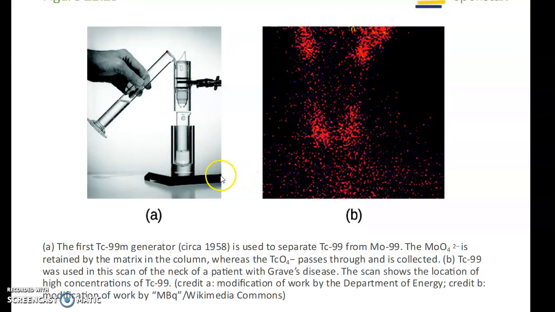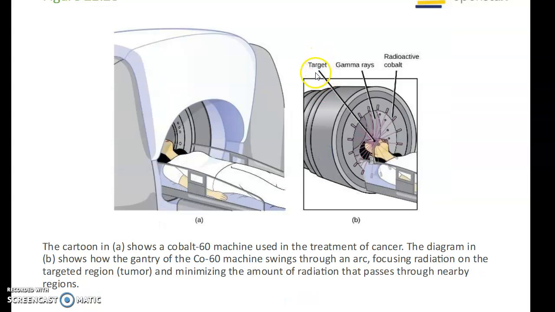Another one is technetium-99, which is separated from molybdenum-99. You can scan this in the neck of a person with Graves' disease, and the high concentrations show where the problem occurs, so that when they have to do their surgery, they know exactly what to do.